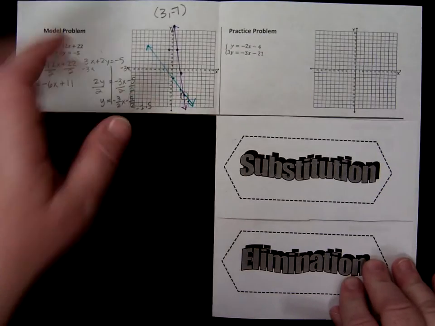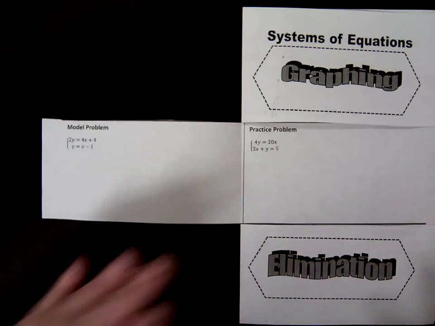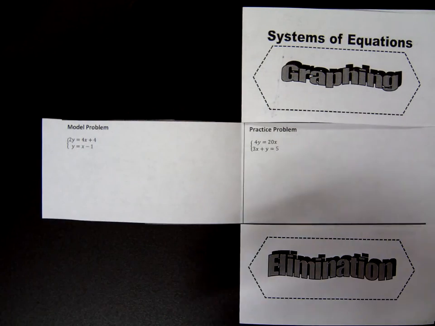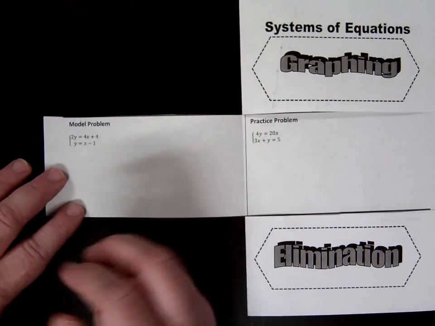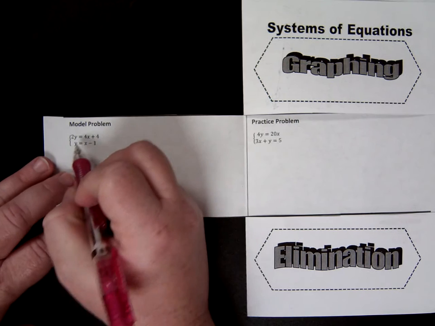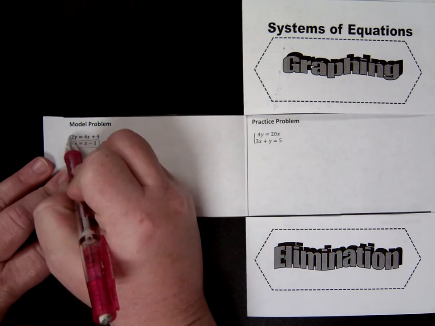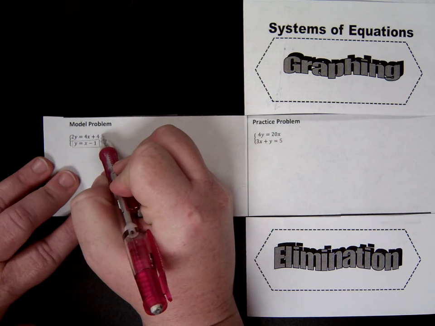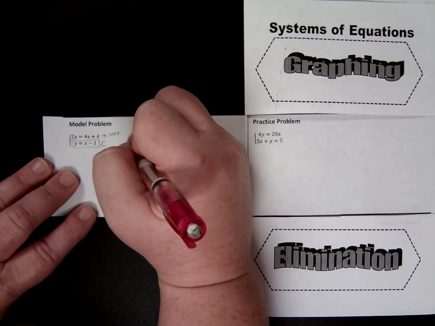Okay, so let's move on to substitution. So I know substitution is when I take one equation and put it in for something else in the other equation. So we generally have clean and messy when we do these problems. So the clean one is the equation that's already solved for y, and the messy one is an equation that's not solved for y or x. I'm sorry, clean could also be solved for x.